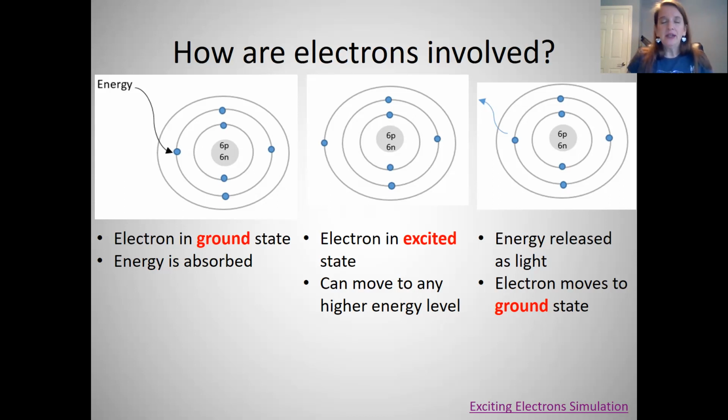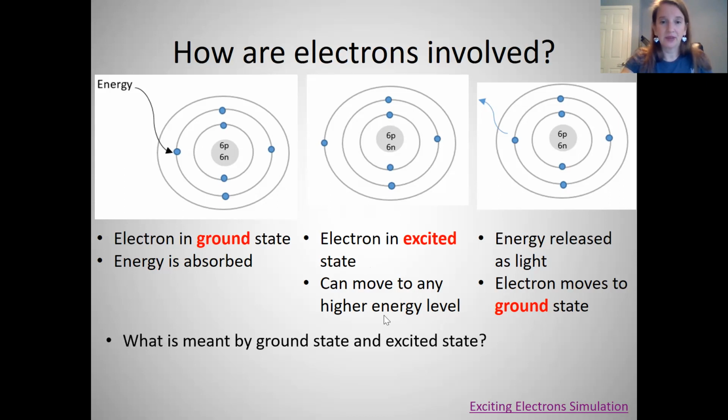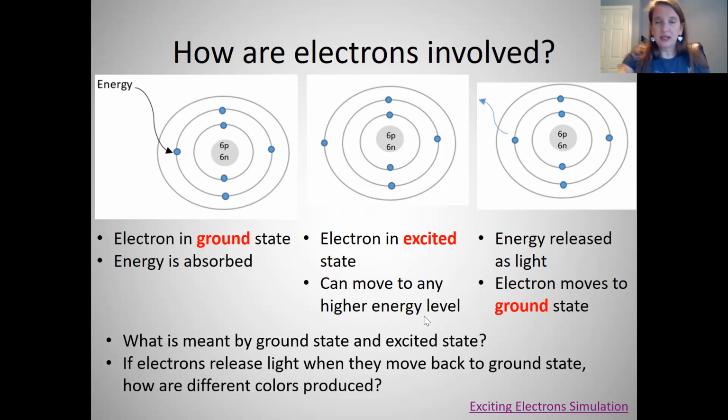All right, so ground state, lowest energy state. As close to the nucleus as they can get. Excited state, they've got more energy, they've moved away from the nucleus, but they can't stay there. They're going to give off that energy, and they're going to come back to ground state. Now, I'm going to stop sharing this for a second, and I'm going to move to showing you a little simulation.